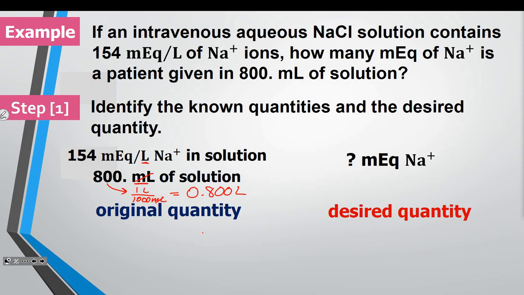Then I say, you know what? I want milliequivalents. Milliequivalents is right here. I just need to get rid of that liter on the bottom. Well, if I take milliequivalents divided by liters and times it by something that's liters, the liters are going to cancel out, right? So I'm going to put that 154 milliequivalents, going to times it by my 0.800 liters. Liters cancel, and I've got my answer, right?